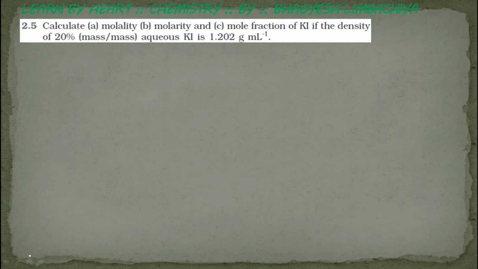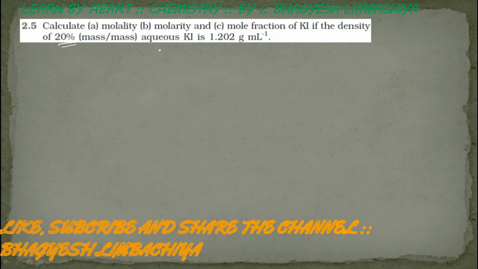Next, calculate the molality, molarity and mole fraction of KI, if the density is given to you. 20% W by W aqueous solution of KI, and the density is 1.202 gram per ml.